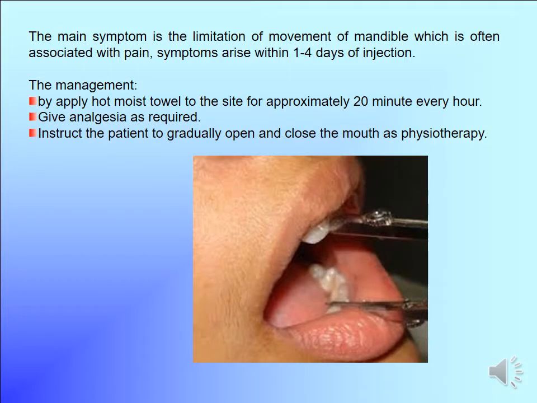Any disease has symptoms and signs. The main symptom is limitation of movement of the mandible, which is often associated with pain. Symptoms arise within 1 to 4 days of injection. How do we manage it? By applying a hot moist towel to the site for approximately 20 minutes every hour. Give analgesia as required. Instruct the patient to gradually open and close the mouth as physiotherapy.